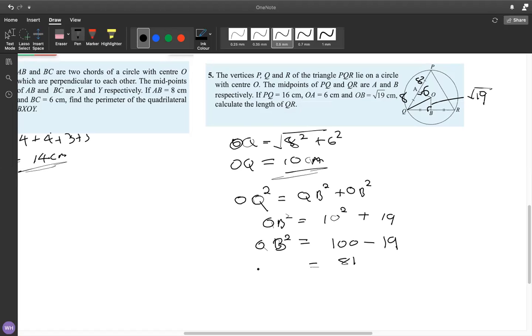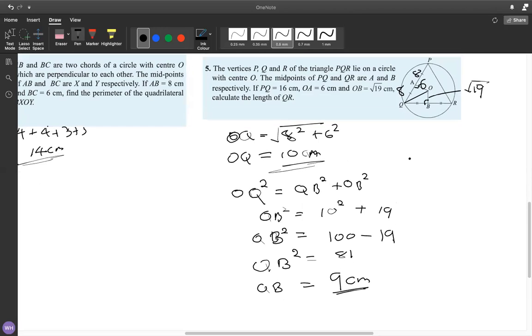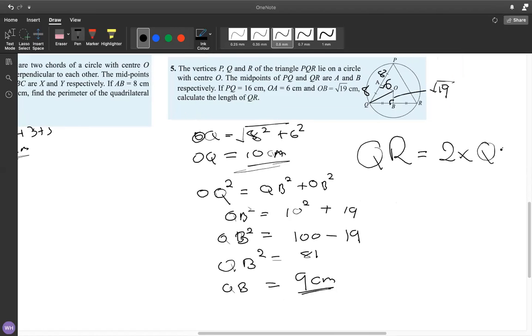Yeah, it is 81. So this is QB squared, and QB is then the root of 81, which is 9. So you can find the length of QR very easily. QR will be equal to 2 times QB, so 2 times 9, which is 18 centimeters.